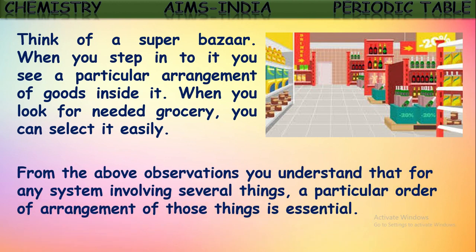So from the above observations, you understand that for any system involving several things, a particular order of arrangement of those things is essential. If the several things are segregated based upon certain properties, understanding and working with them will become very easy.